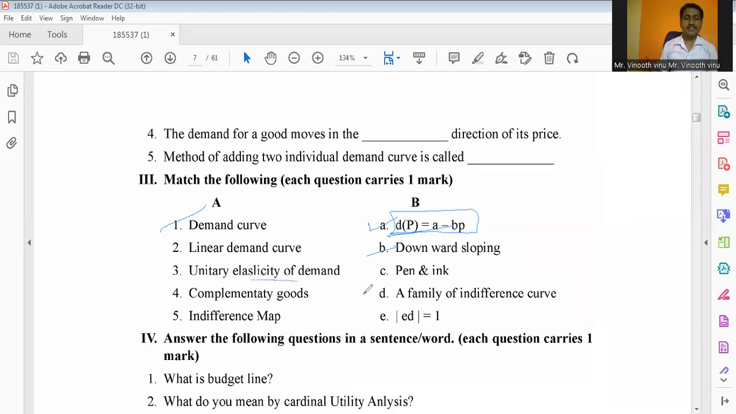Next, unitary elasticity of demand is equal to 1. Unitary means elasticity is equal to 1. Therefore, it is unitary. Complementary goods means pen and ink. Indifference map, a family of indifference curves, or group of indifference curves. Okay. Shall we move to the next?